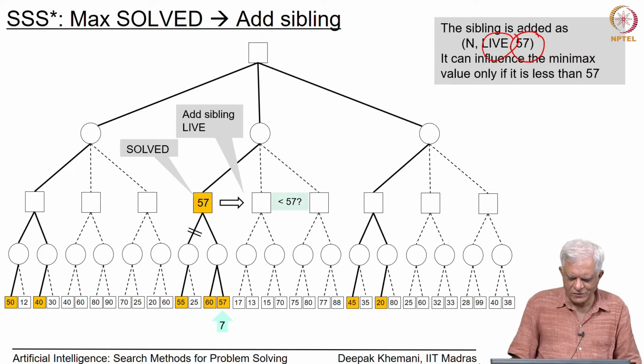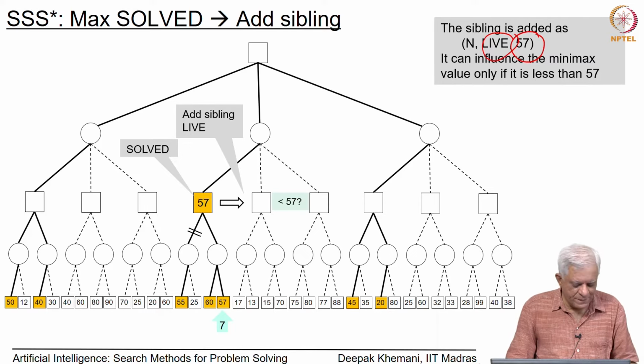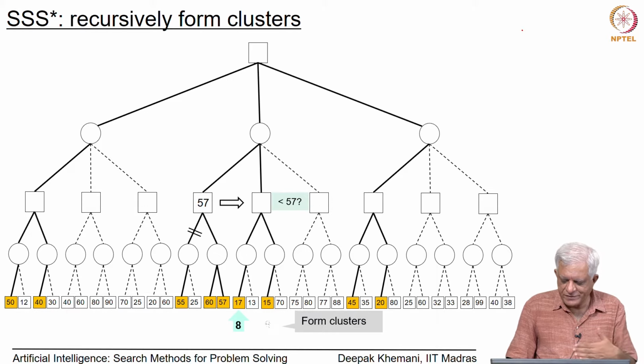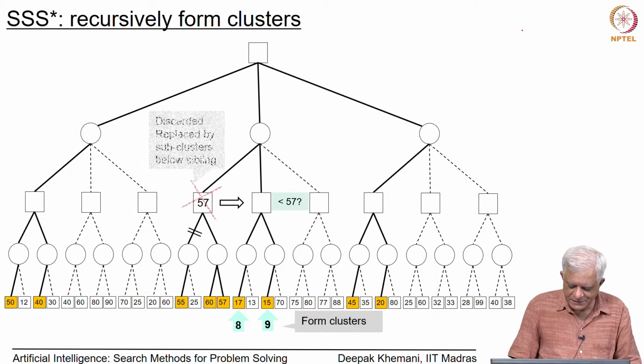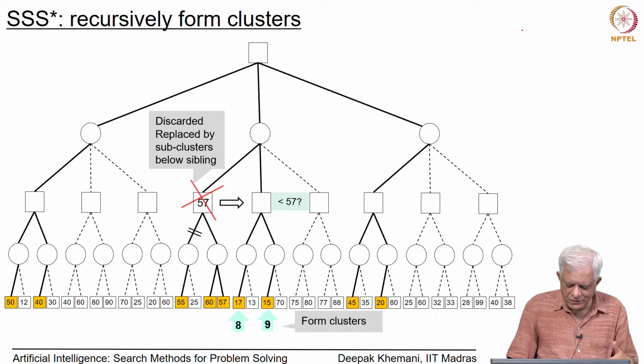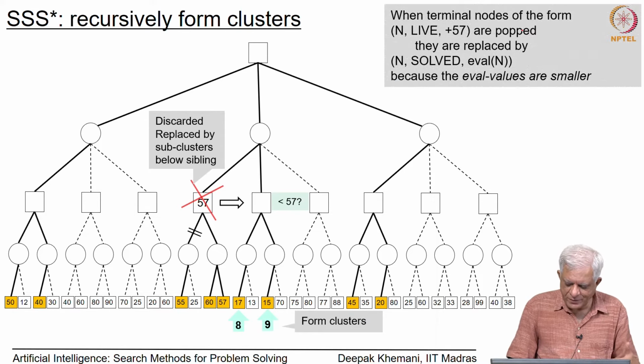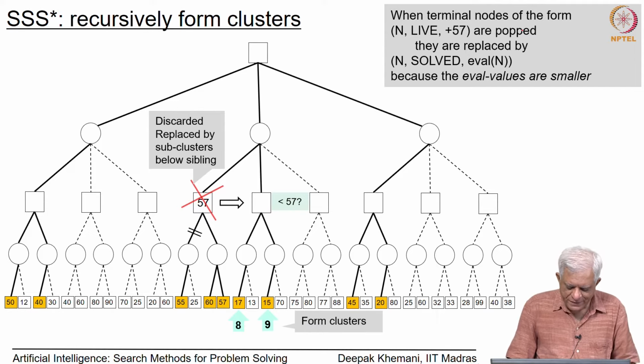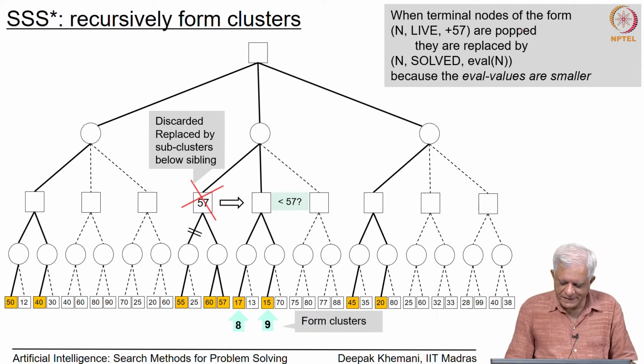See, whenever it is a live node, the value is an upper bound, whenever it is a solved node, its value is exact essentially. So, we will put this as a live node with upper bound 57 and then we will form the clusters. In practice, when these clusters are formed, we will put an upper bound of 57 at every level, and when we go down to the horizon level, at that point we would replace the value by the actual value, which in this case is 17 and 15. These are the 8th and the 9th nodes that we have inspected.